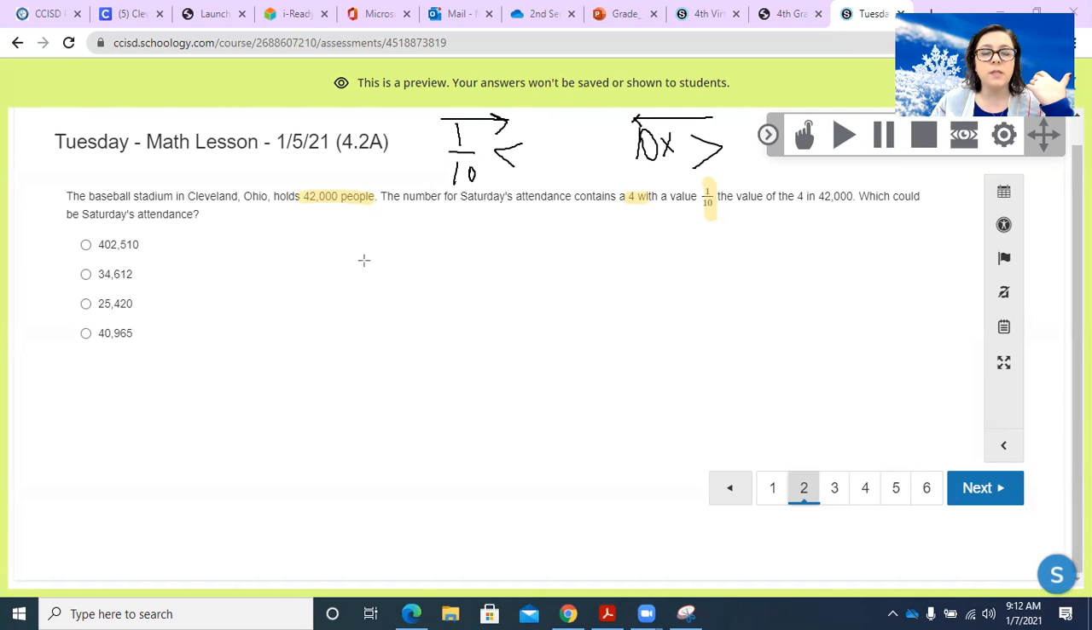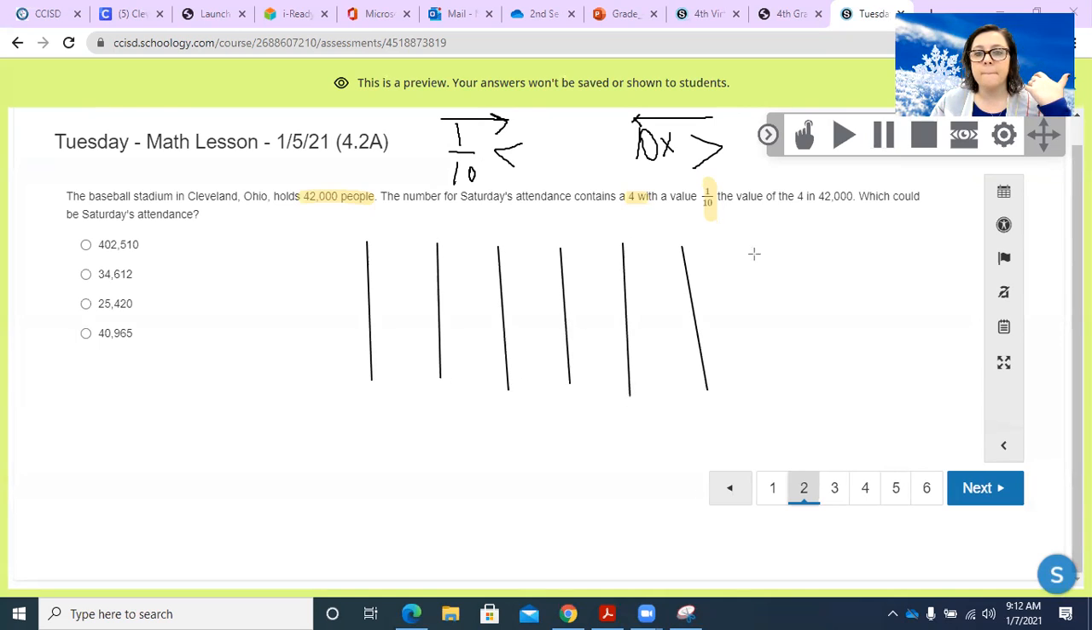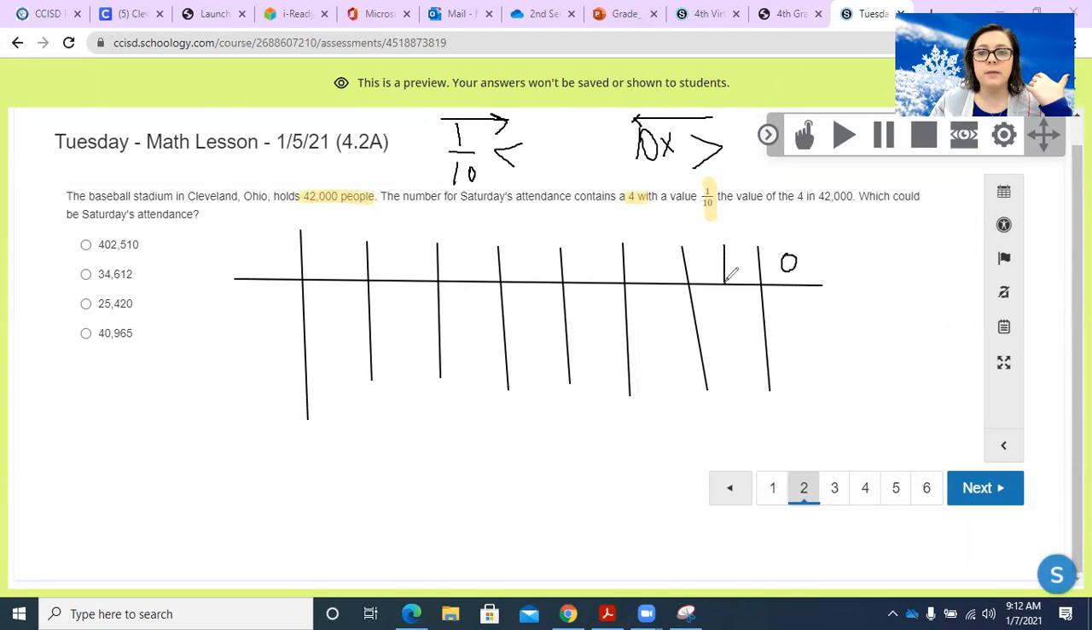Sorry, I know my lines are a little crooked. I'm trying to go quick here. Okay, so we've got ones, tens, hundreds, thousands, 10,000s, 100,000s, millions, and so on.